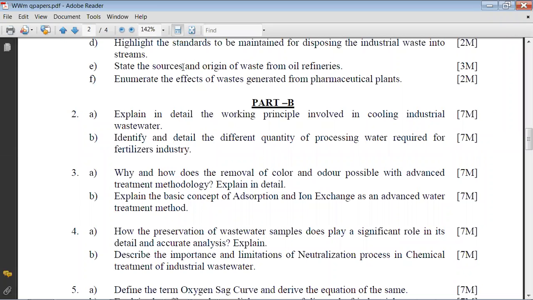Okay na? Now see here, state the sources and origin of waste from oil refineries. Oil refineries lo sources ekkada, origin ekkada start avutundi, sources enti. So these are the 3 marks. Enumerate the effects of waste generated from the pharmaceutical plants. Pharmaceutical plants lo waste అనేది ఎక్కడ జనరేట్ అవుతుంది, దానివల్ల ఎఫెక్ట్స్ ఏంటి, ప్రాబ్లమ్స్ ఏంటి. సో దిస్ ఆర్ ద 2 marks.